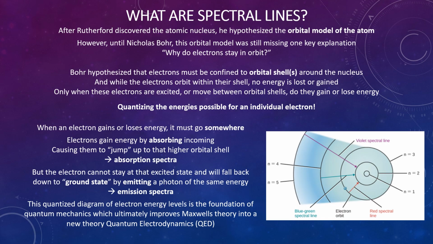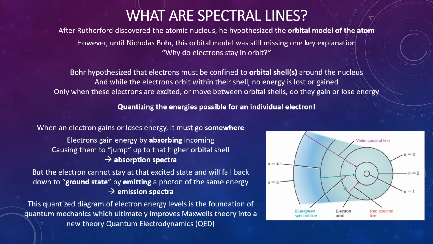So on the last slide, I mentioned electrons and energy levels, and those of you who haven't been introduced to that concept before may have been wondering, so let's now really dive into that. After Rutherford discovered the atomic nucleus, he hypothesized the orbital model of the electron. But it wasn't until Niels Bohr, or not Niels Bohr, Nicholas Bohr, said, why do electrons stay in their orbits? And this helped explain one key piece of the puzzle.